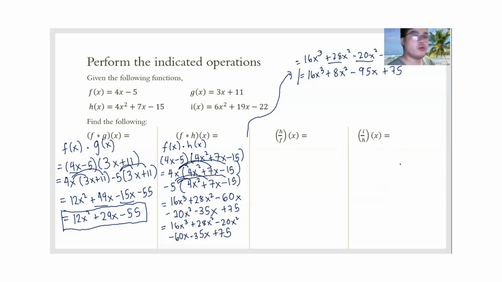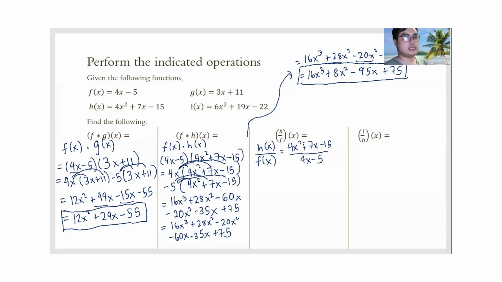So we're now going to the division portion. When we divide the functions, we arrange it like a fraction. So when we say h of x divided by f of x, our h of x will be 4x squared plus 7x minus 15 over 4x minus 5. That's how we divide the functions. This is the dividend while this is the divisor.